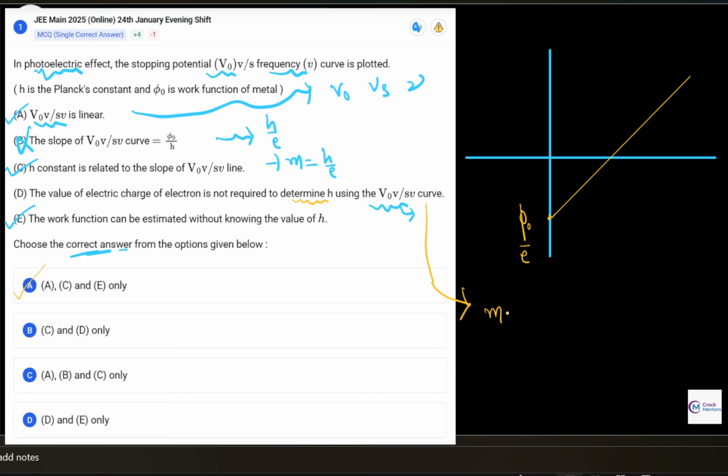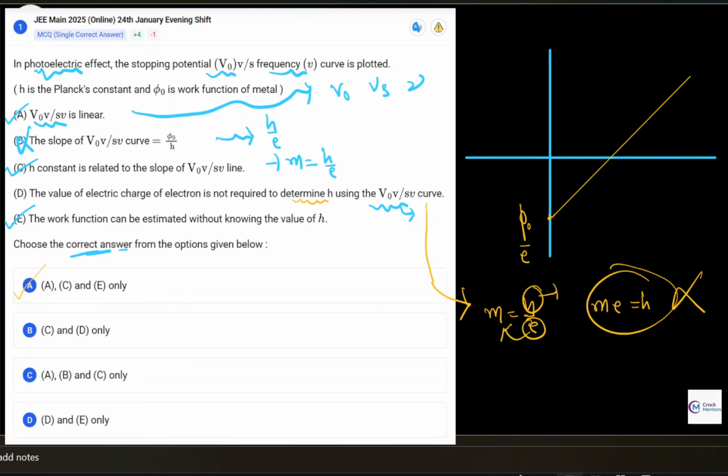Because he is saying that if we know the slope of the value, then to find the value of h, the value of the electron charge is not required to be put in. If we are not going to put it in, then how are we going to get the answer? So this is totally incorrect. I'm hoping that you are getting my point.